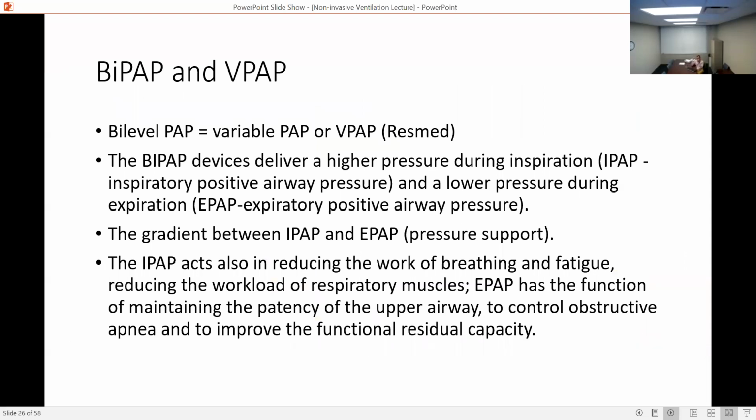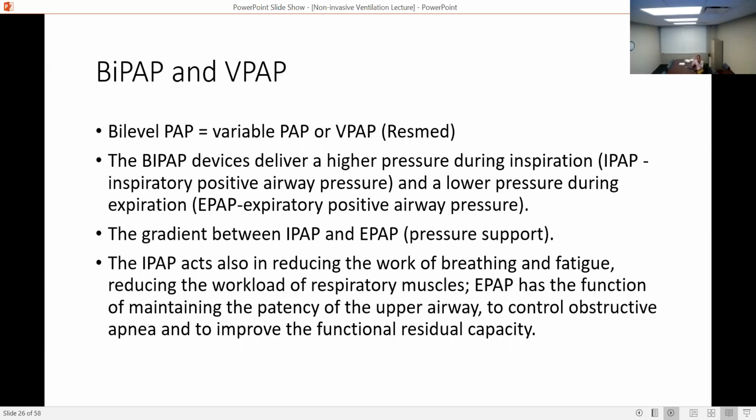So again, variable positive airway pressure and bi-level positive airway pressure are the same. They deliver an IPAP, inspiratory positive airway pressure, and an EPAP, which is the expiratory positive airway pressure. And that gradient between the two is the pressure support. The IPAP also acts in reducing the work of breathing and fatigue and reducing the workload of the muscles. The main reason to have the EPAP is to maintain upper airway patency. IPAP is what you use to really target minute ventilation and ventilate patients.